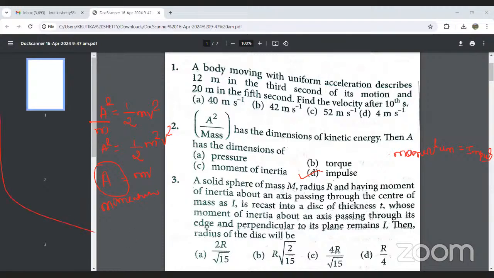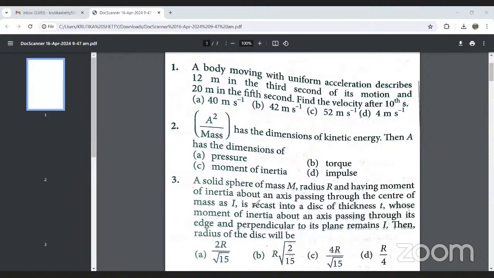Because according to Newton's second law, we can write mv by t, ma, where a can be written as velocity upon time. So like that we can simplify. Option D is the correct answer. Copy down the solution. So very simple question, students. Going for the next question.